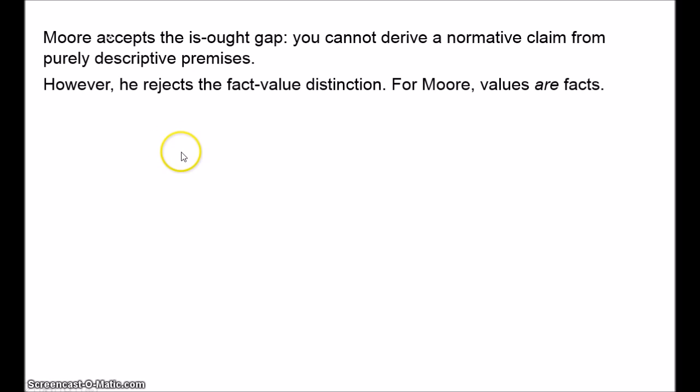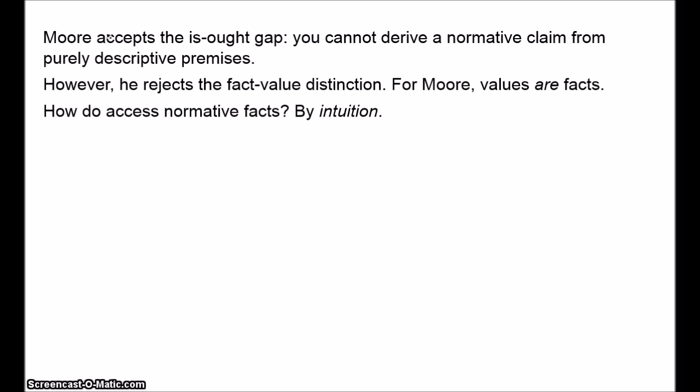However, Moore rejects the fact-value distinction. Values, according to Moore, are facts. It's a fact that some things are good or bad. How do we access these normative facts? Well, Moore says they're just self-evident. We know them by intuition. When I say slavery is wrong or giving to charity is good, these statements are self-evidently true. We see their truth with our mind's eyes as clearly as we see that grass is green.